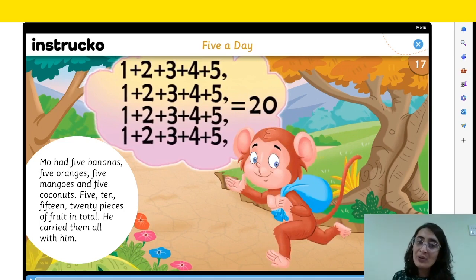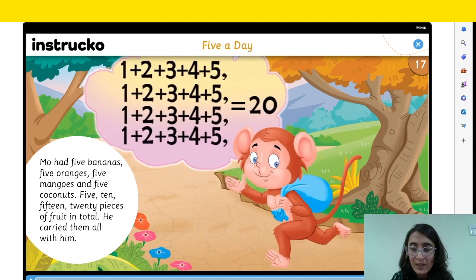Total 20 fruits. Mo had 5 bananas, 5 oranges, 5 mangoes, and 5 coconuts. 5, 5, 10, 15, and 20 pieces of fruit in total. He carried them all with him. So now in total, Mo has 20 fruits.